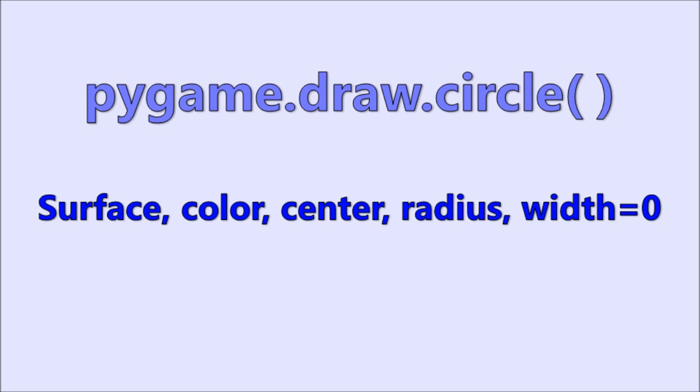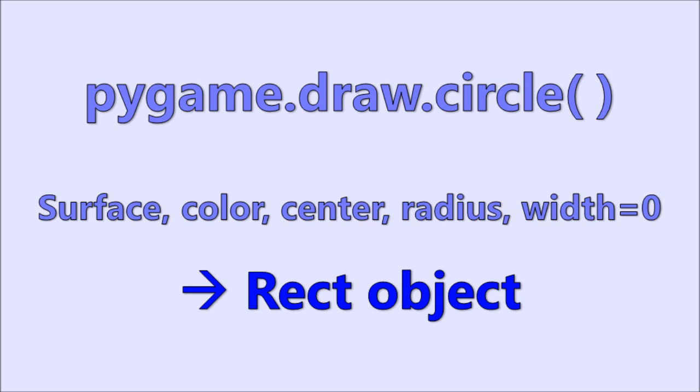pygame.draw.circle. The arguments we pass in are the surface it's being drawn to, the color, the center point, the radius, and an optional outline width. If width is left off, the default is 0, which means the circle will be solid. The one potentially confusing part is that drawing a circle returns a rect object. In fact, drawing any shape returns a rect object, whether it's a rectangle, a circle, a line, or a polygon.